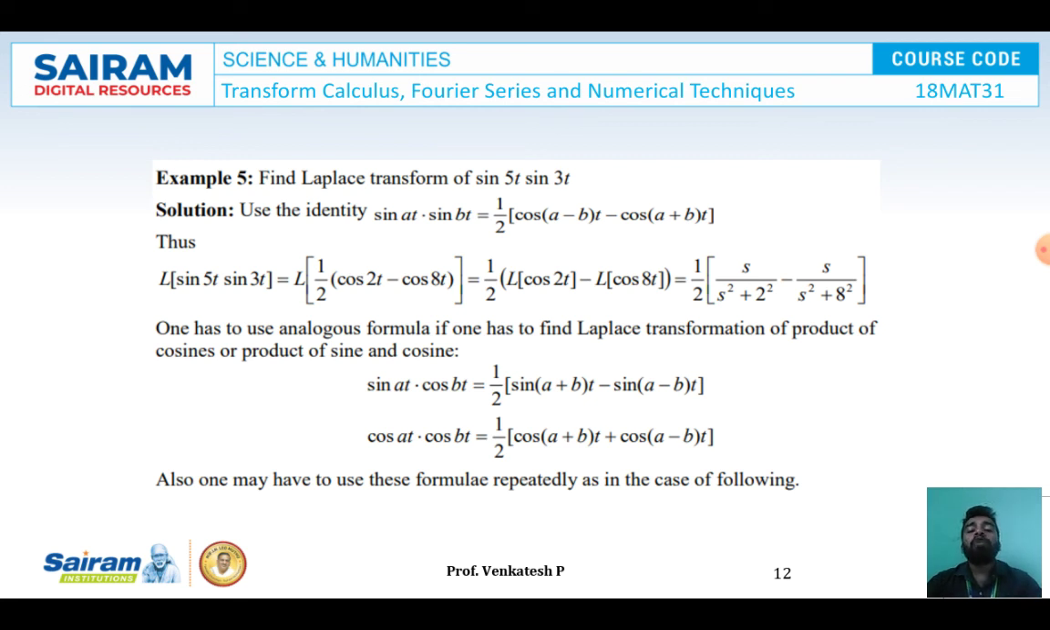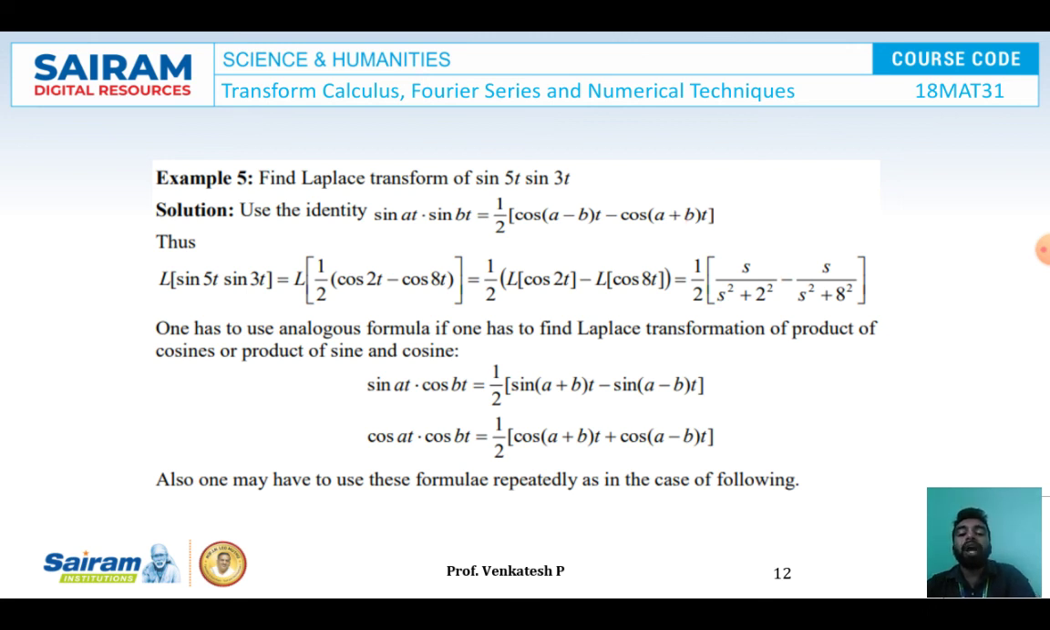Example number 5. Find the Laplace transform of sine 5t sine 3t. To expand this sine 5t sine 3t, I am going to use the sine at sine bt formula. Sine at sine bt is given by 1 by 2 into cos of (a minus b) into t minus cos of (a plus b) into t. Now I am going to replace a equal to 5, b equal to 3 in this expression. So we get sine 5t sine 3t equal to 1 by 2 into cos 2t minus cos 8t.